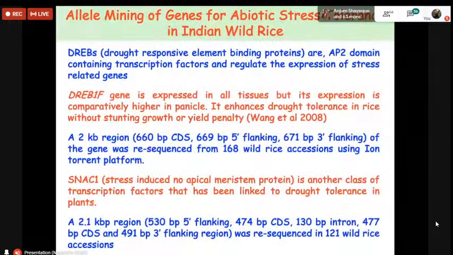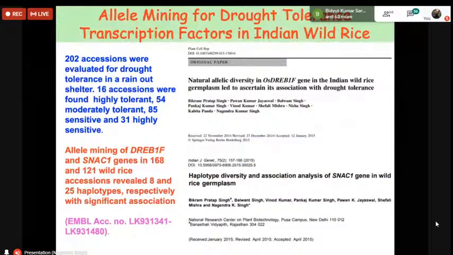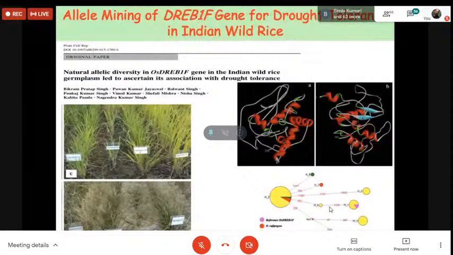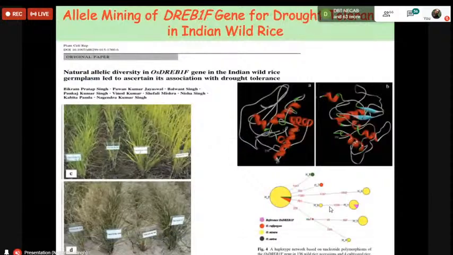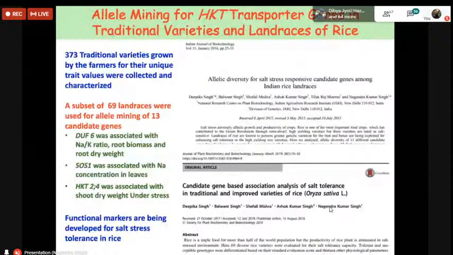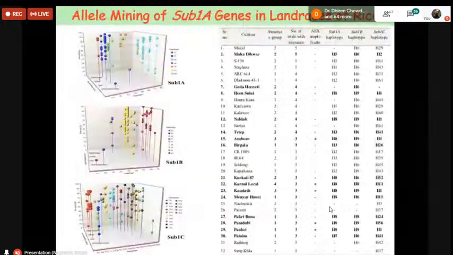Then the last one is the allele mining for abiotic stress tolerance. We know a large number of genes are known for drought tolerance and salt tolerance, many candidate genes, like DREB1, DREB1F. So we amplified and sequenced a large number of these wild rice accessions, and we found associations. Some of the alleles were associated with drought tolerance, but that has to be checked in the segregating population. Similarly, in the HKT transporters, a large number of transporter genes are there. We identified certain alleles which are highly associated, and this work is published both in the landraces as well as in the wild rice.